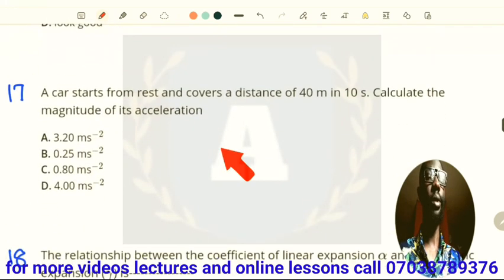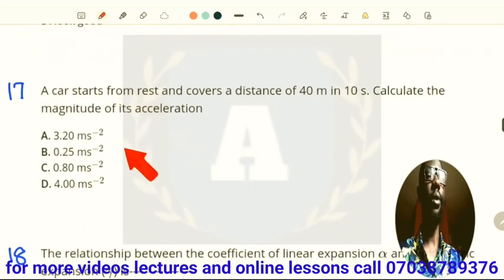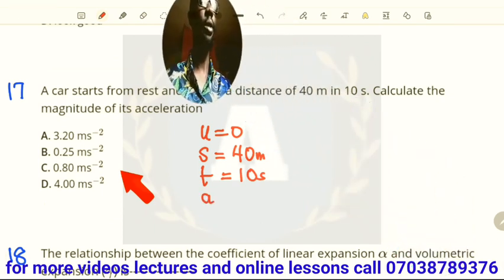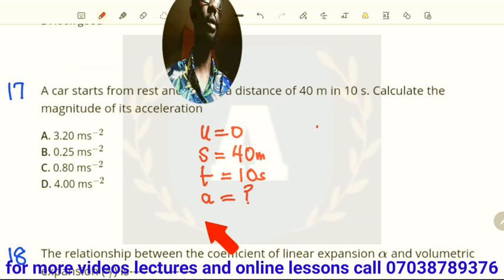Now the next question says a car starts from rest. So when the car starts from rest, the initial velocity is 0. It covers a distance of 40 meters in 10 seconds. So time is 10 seconds. What is the magnitude of the acceleration? Now you look for the equation of linear motion that connects those things. So we have S equal to ut plus half at squared.